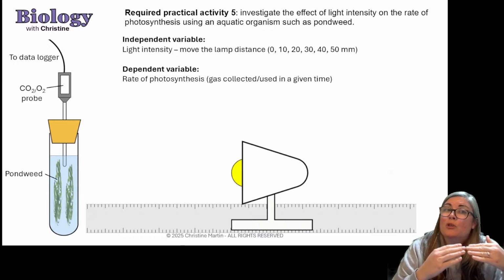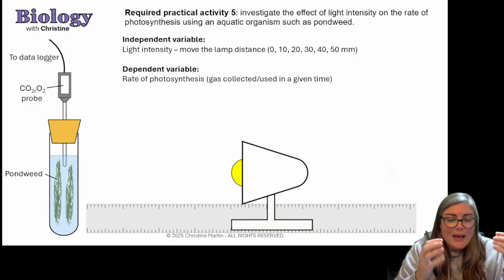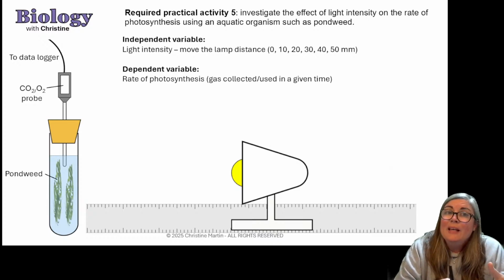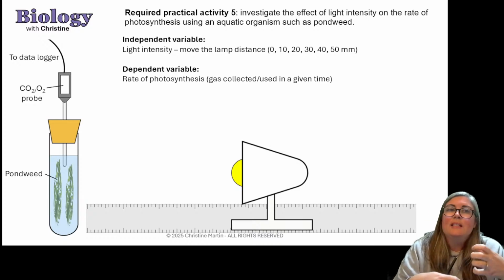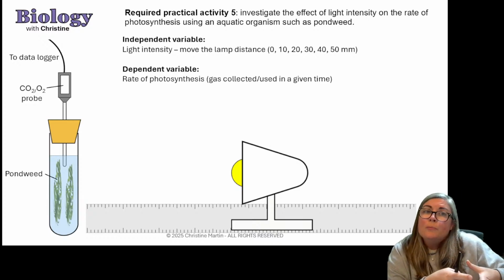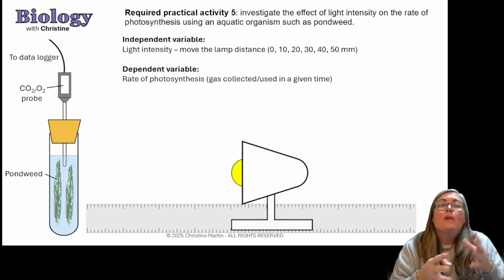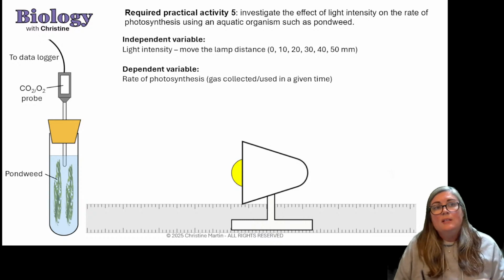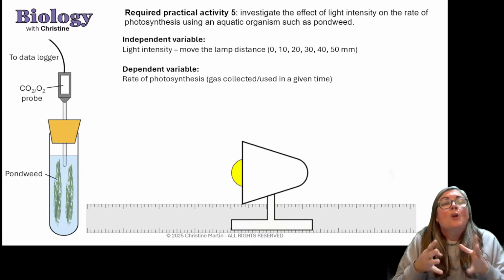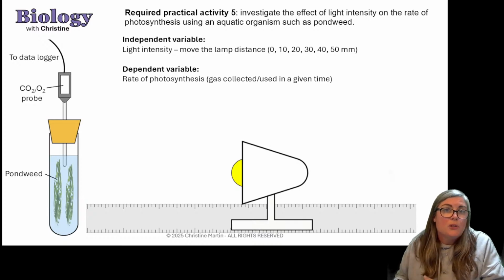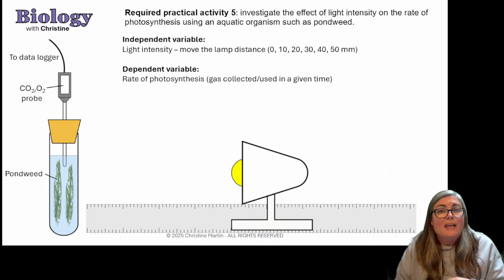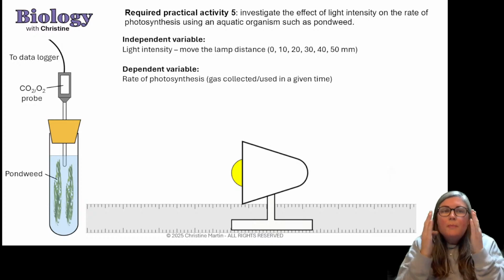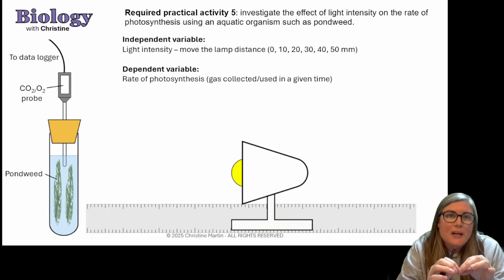If it's talking about the rate of photosynthesis, we're looking at the gas collected or used in a given time. So how much am I collecting? Is it the volume of the gas that I'm collecting? For example, if I'm looking at photosynthesis, I'm looking at the volume of oxygen that is being produced. If I'm looking at the volume of carbon dioxide that's been taken in, that is different. So do make sure that you read the question carefully as to what they want you to measure.